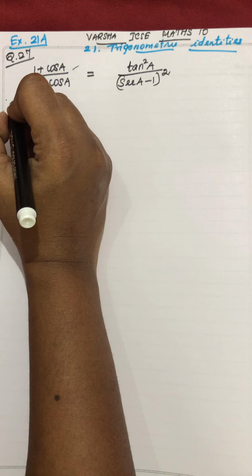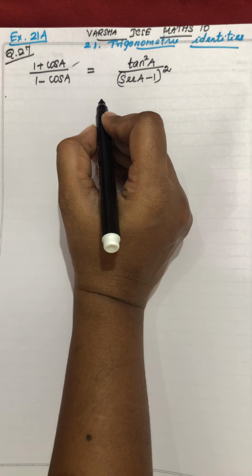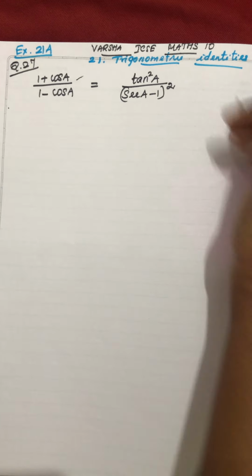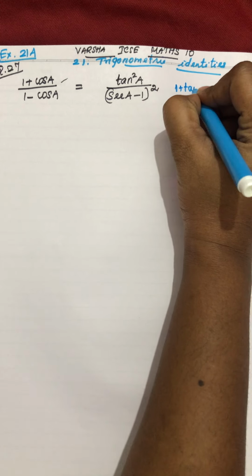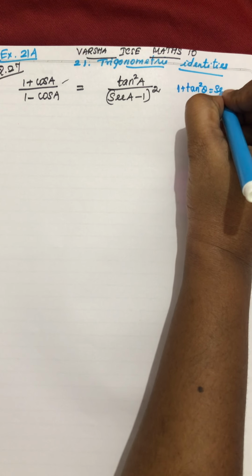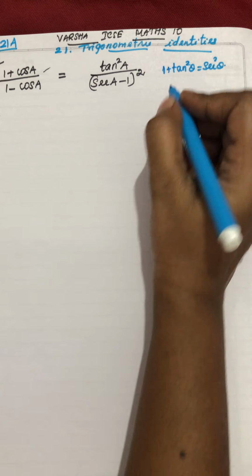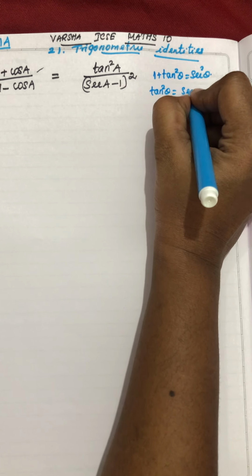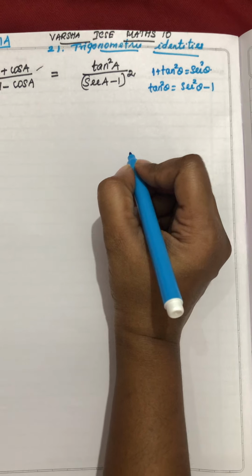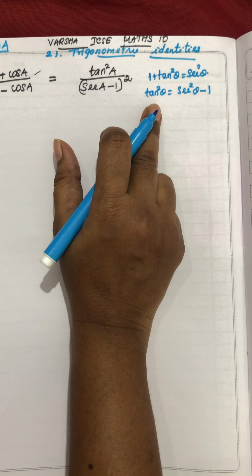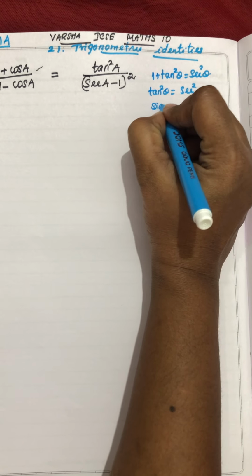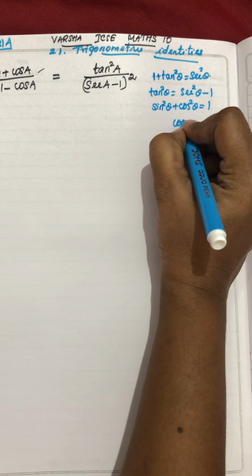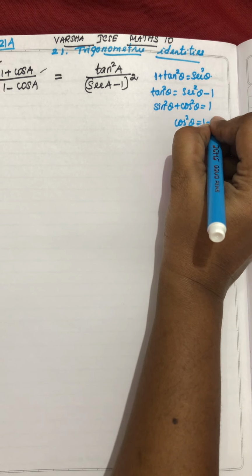Before that, we should recall some identities to use for this particular sum. 1 plus tan square theta is equal to secant square theta, so tan square can be written as secant square theta minus 1. This is one identity. And sin square theta plus cos square theta equals 1, so cos square can be written as 1 minus sin square.